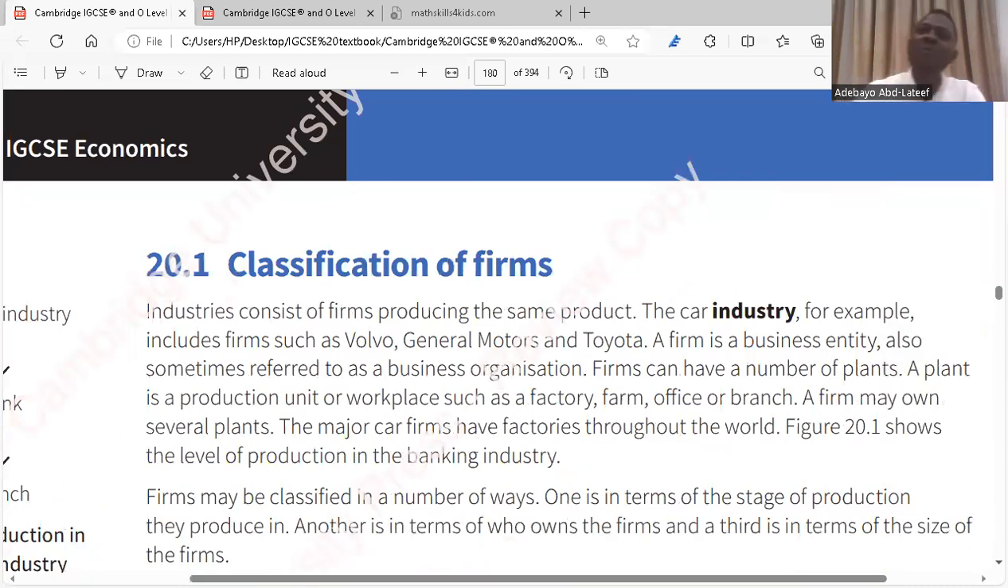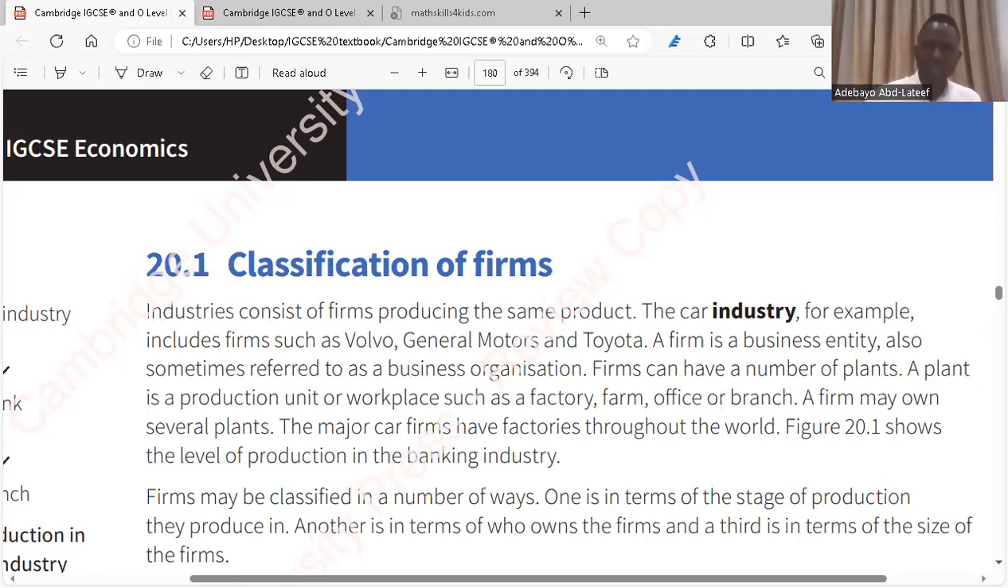Classification of firms. When you talk about firms, you're talking about businesses that produce goods or services. These are firms. Now we go to classification of firms. They said industry consists of firms producing the same product. The car industry, for example, includes firms such as Volvo, General Motors, Toyota. So when we talk about firms, we're talking about companies that are together that produce the same product within an industry. You know, industry is a combination of firms.